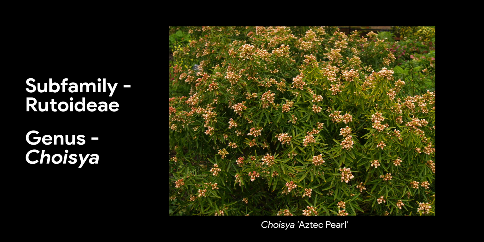Choisya is a genus of aromatic evergreen shrubs native to southern North America, and it consists of around 8 species. Members of the genus are commonly known as Mexican orange and are popular ornamental plants valued for their abundant, fragrant flowers and also as a honeybee forage. One problem, though, is that many people are allergic to the scent of Choisya.